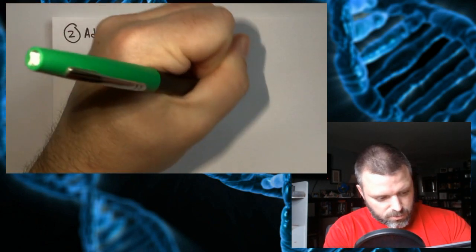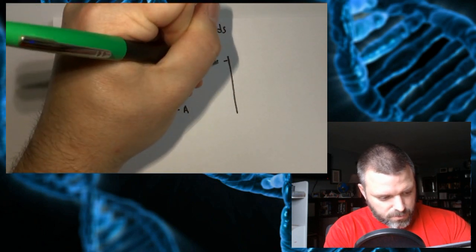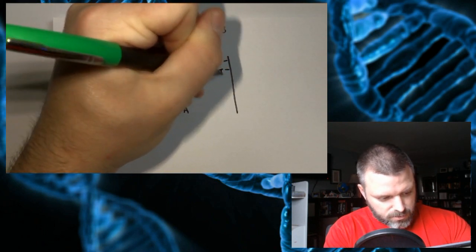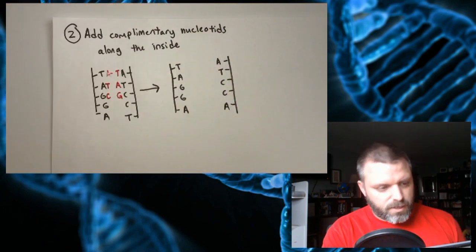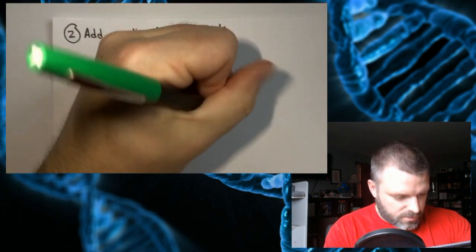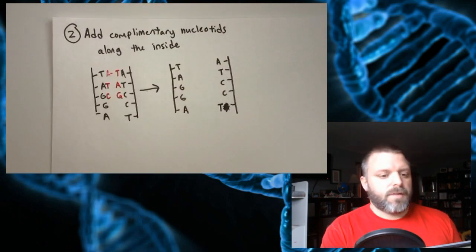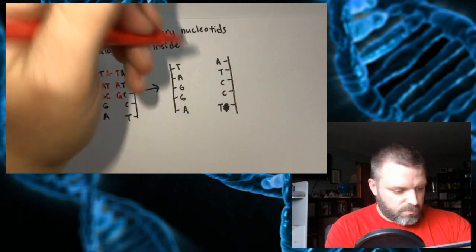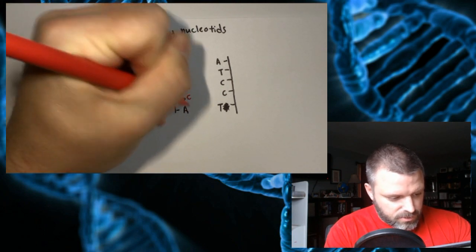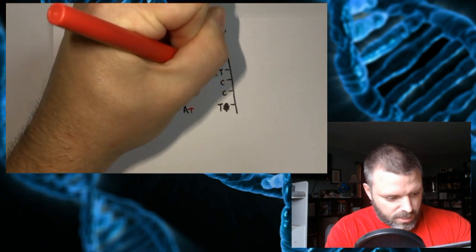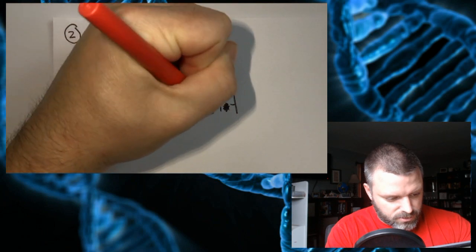I'm going to separate them a little bit more so you can see it a little bit better. A, T, C, C, A. Okay, and, oh, I made a mistake. T. All right, and what you're going to do on the inside here, we're going to add the complementary bases. A, T, G, C, A, T, T, A, A, T, G, C, G, C, A, T.